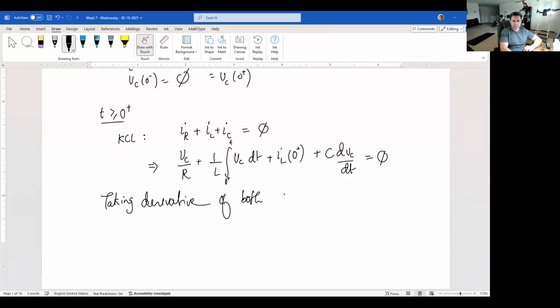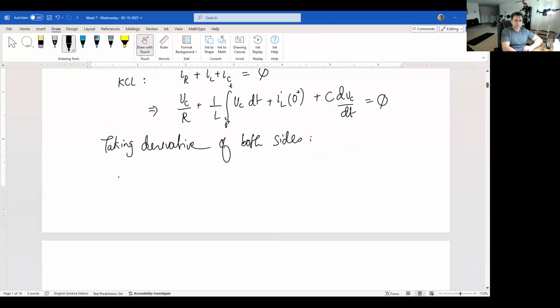The other side is 0, of course, so that's still going to be 0. But we have to apply the same mathematical operation on each side of the equation to be consistent. So we're going to take the derivative of this. So 1 over R dVc over dt plus 1 over L, derivative and integral will cancel out each other, Vc, and the derivative of a constant value will be 0, IL0 positive. And then C, this is going to become the second derivative.